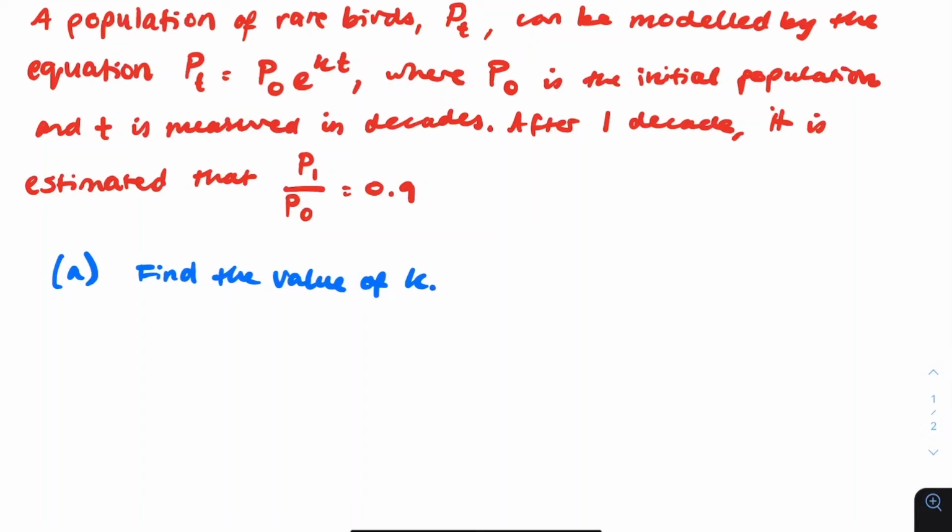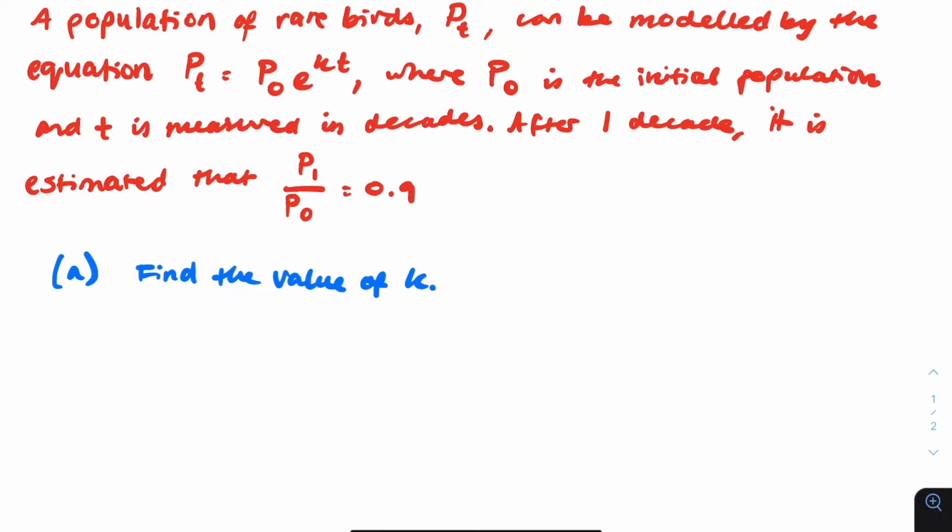Okay, so the population of birds, P(t), can be modeled by the equation P(t) = P0 times e to the power of kt, where P0 is the initial population and t is measured in decades. After 1 decade, it is estimated that P(1)/P0 is equal to 0.9. So we have to find the value of k.